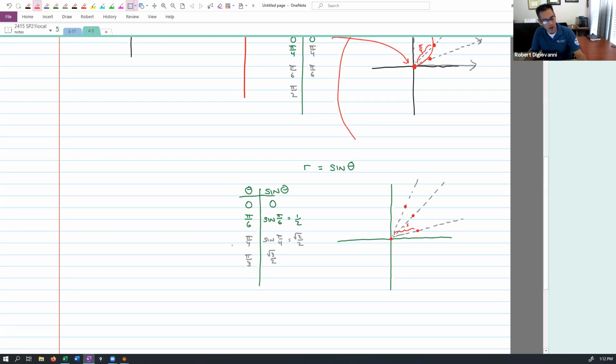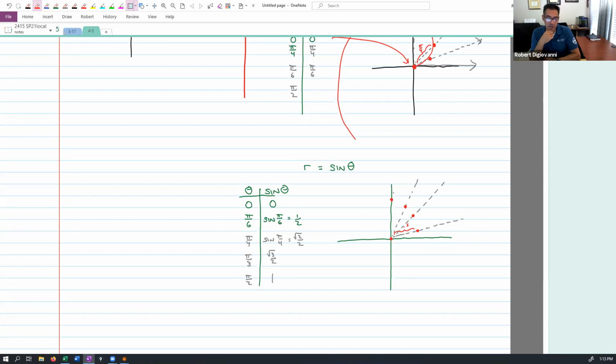And what about when I get to pi over 2? Sine of pi over 2 is 1, right? So now when we're pointed straight up, we should be 1 unit up. Okay, y'all with me? Now I keep going, right? Where am I? Pi over 2.